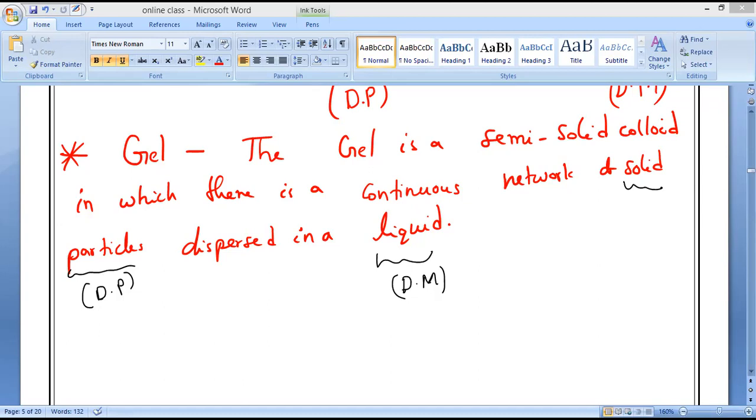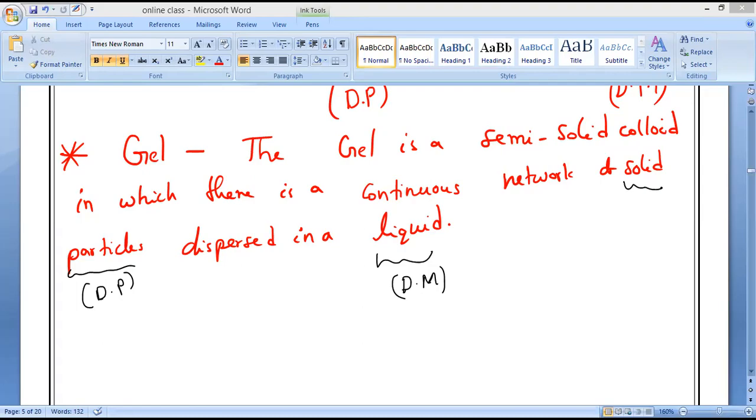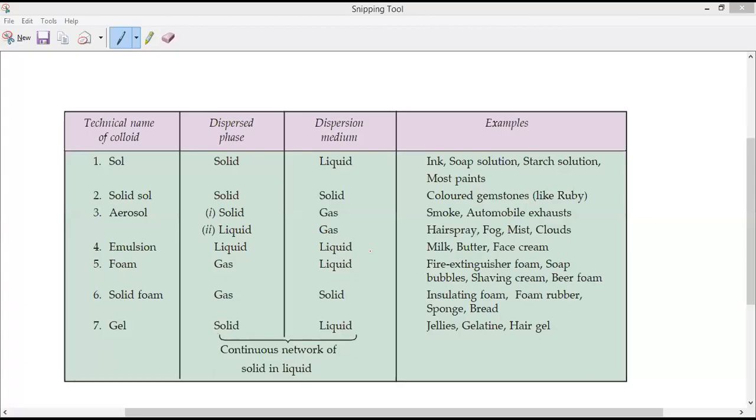Now I will give you one tabular column. Learn this table so that you never face any difficulty with all these seven types of colloidal substances, and which is the dispersed phase and which is the dispersed medium. Everybody should learn this entire thing, and they will definitely ask you from this many times in the exam.